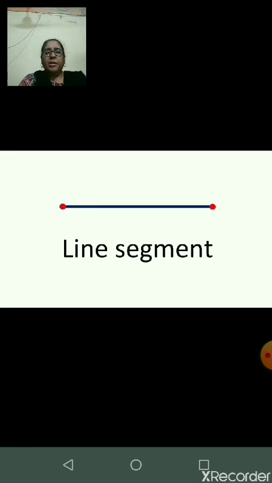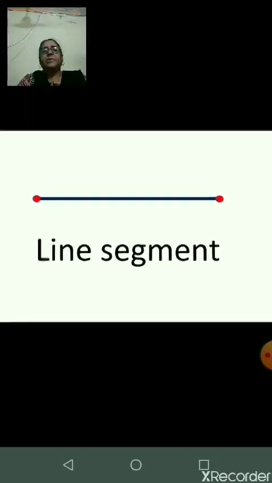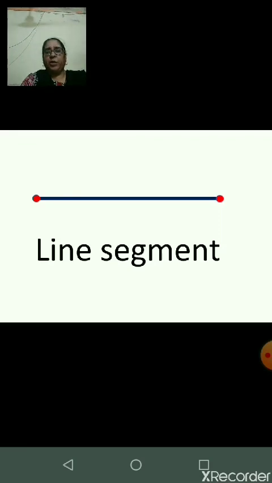What is this, children? Can you see the two dots in red? Yes, and the two dots are joined by a line. So it is called a line segment. What is it called? Line segment. Now you can see the two points. Point means you cannot go beyond the point. It is like a full stop. You cannot extend the segment. So it is called a line segment.